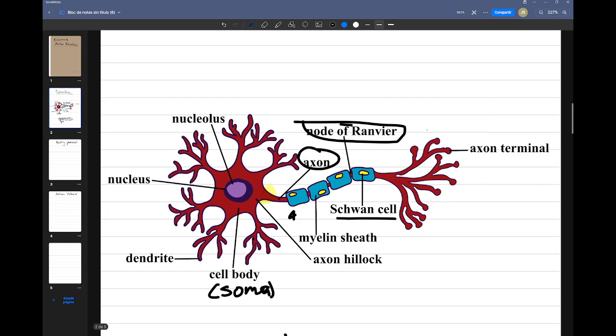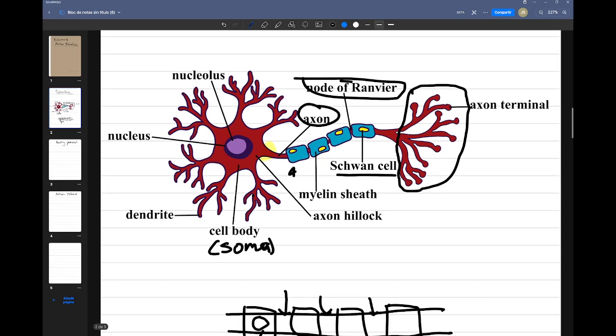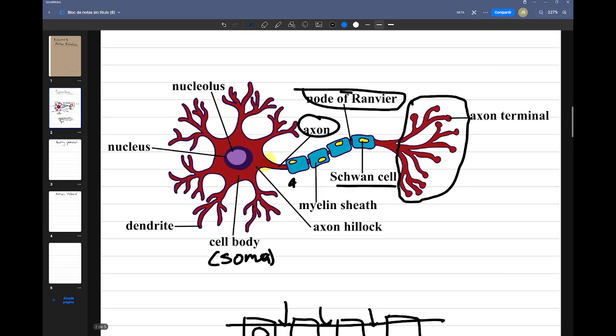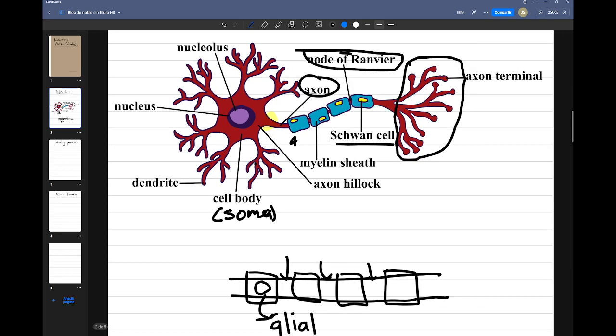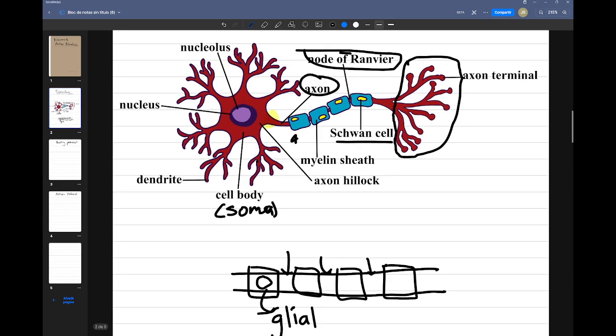Now here we're going to look at the axon terminals down here. The axon terminals would be on the opposite side for a simple motor neuron. We know there are different types of neurons, but we generally focus on this one. These are axon terminals, and we're going to be looking at them when we start talking about the synapse per se.